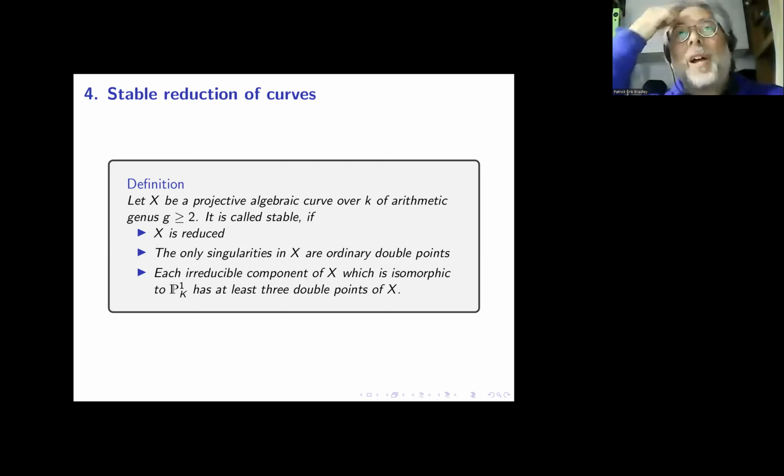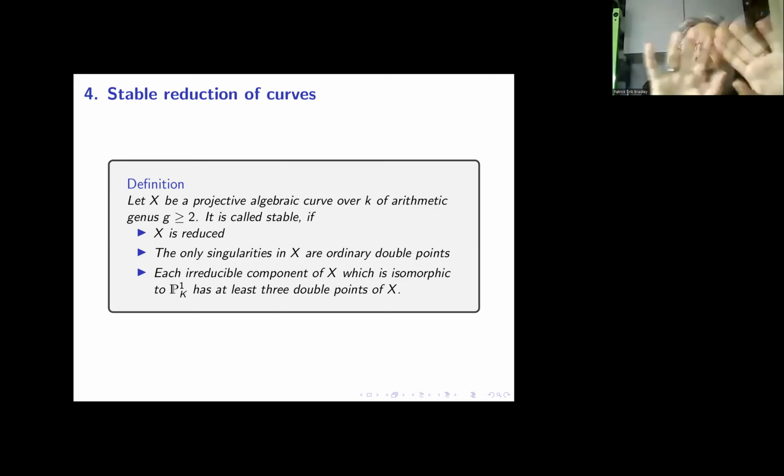We have a projective algebraic curve, this time over the residue field, and it has singularities. Its arithmetic genus is g at least 2, and it's called stable if it's reduced. Okay, this is a nice condition. And the only singularities in X are ordinary double points. Just remember that annulus that we had, the reduction was a curve. It's not projective, fine, but ordinary double points, that's mild singularities, no complicated things.